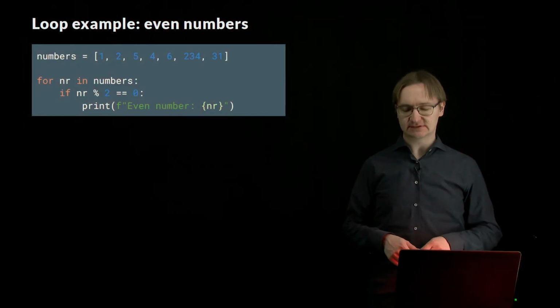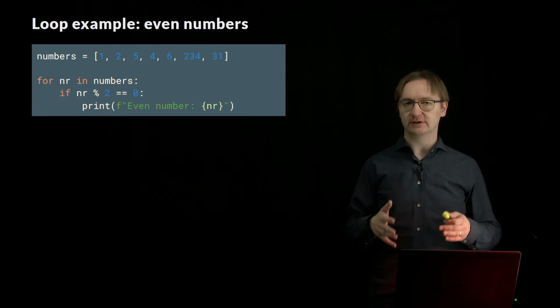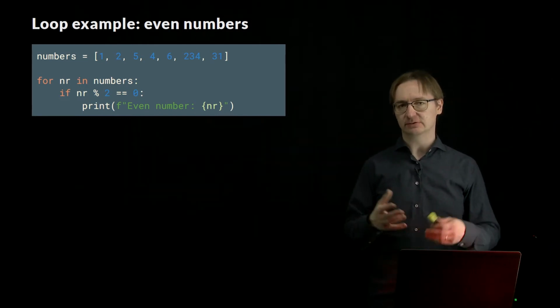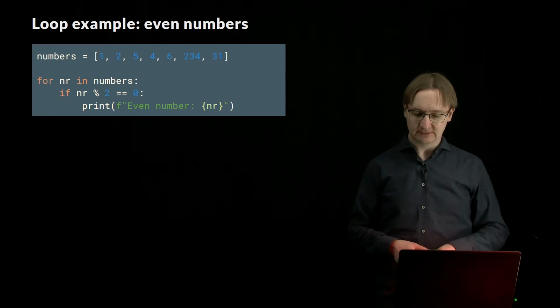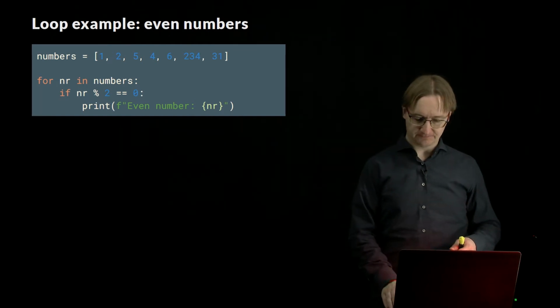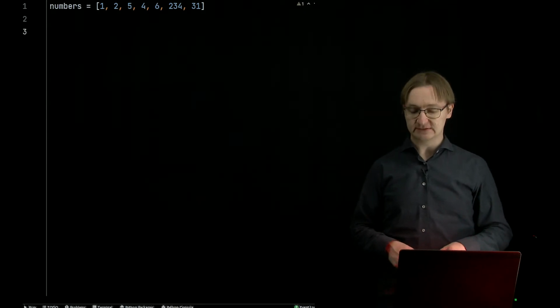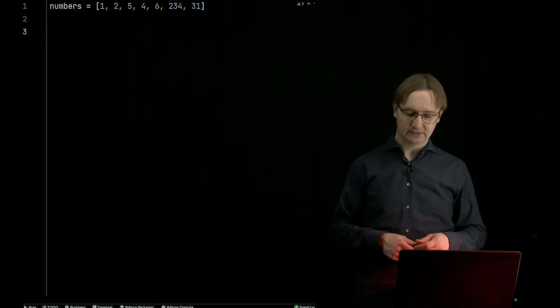Let's see an example of how to print out all the even numbers from a list. Here's the actual code where we want to get, but let's write it from zero. So I have copied the list here, and let's see and discuss how it's done.